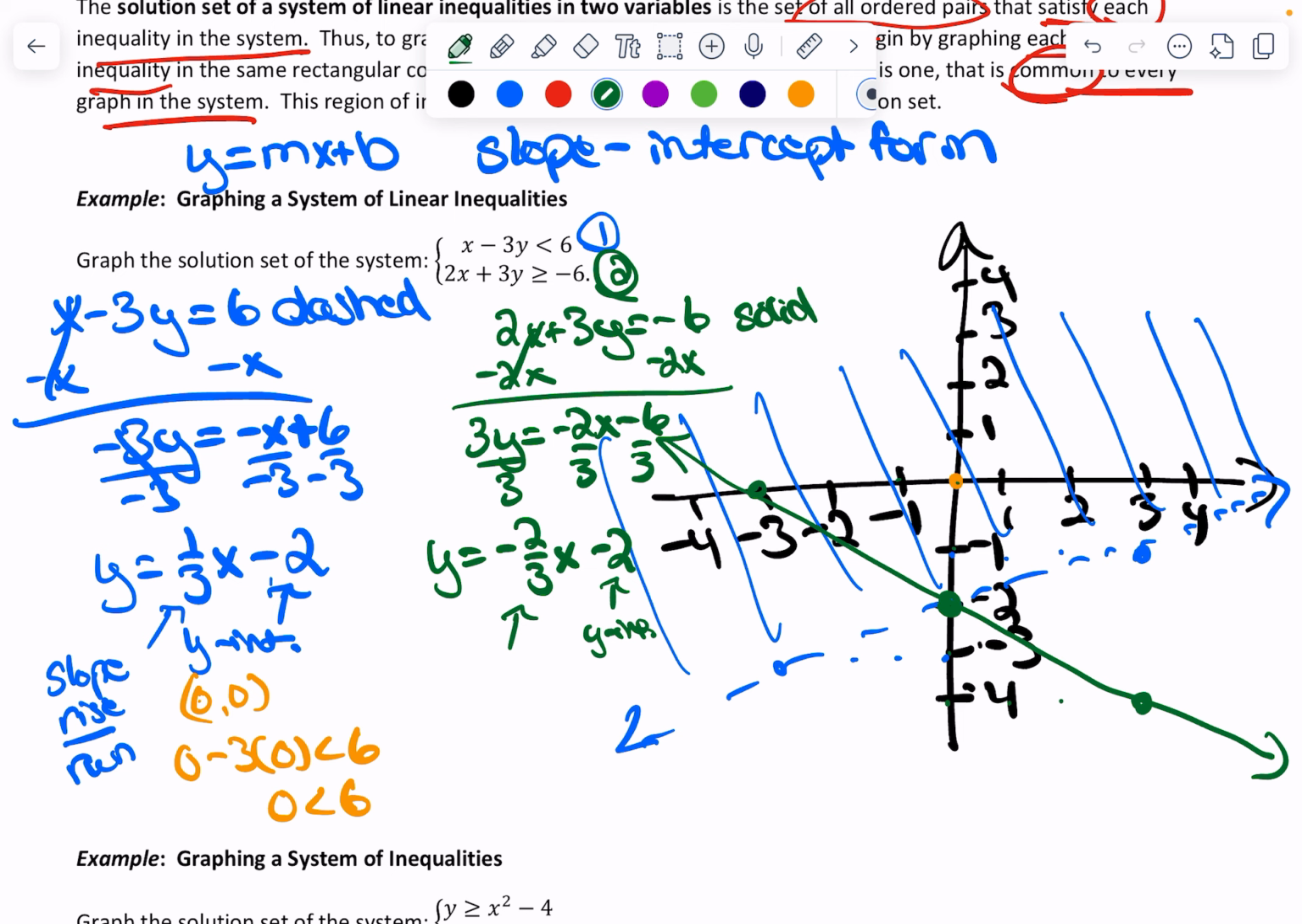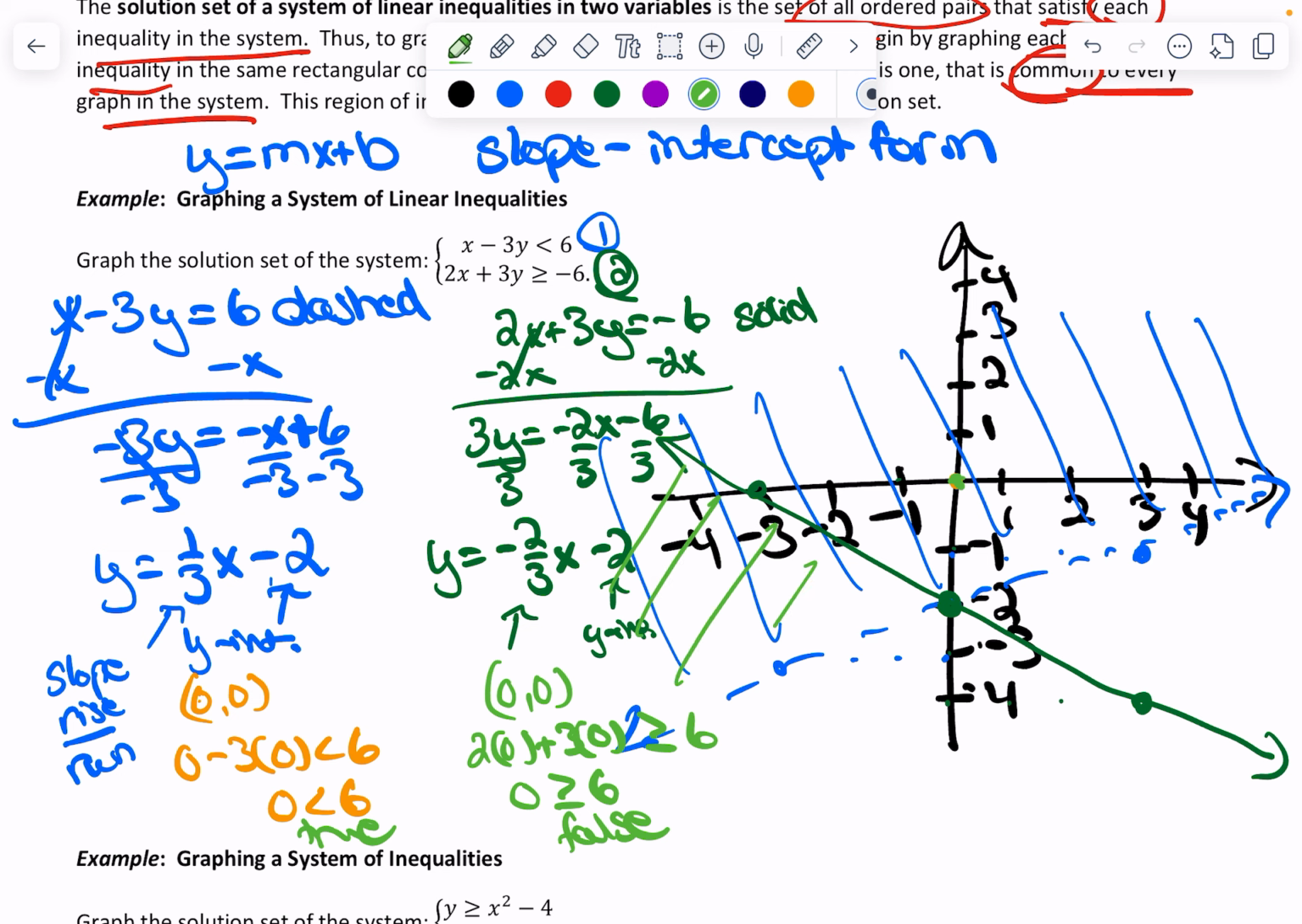Now I need to figure out which side am I shading. So I'm going to use, again, the point 0, 0 here. So 2 times 0 plus 3 times 0 is greater than or equal to 6. 0 is greater than or equal to 6. That is false. This one was true. So we are shading the other side from where the 0, 0 is. So we're shading this side right here.